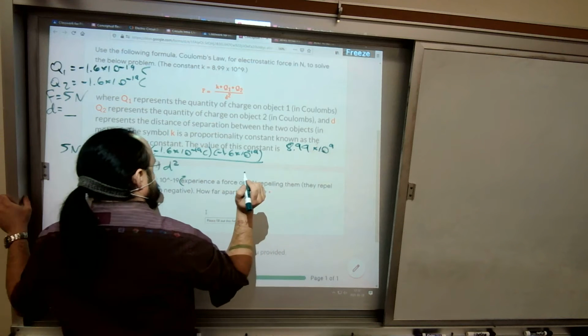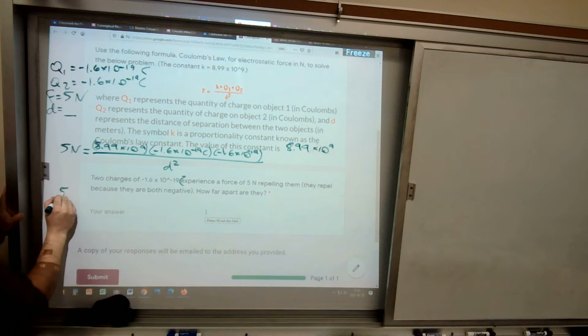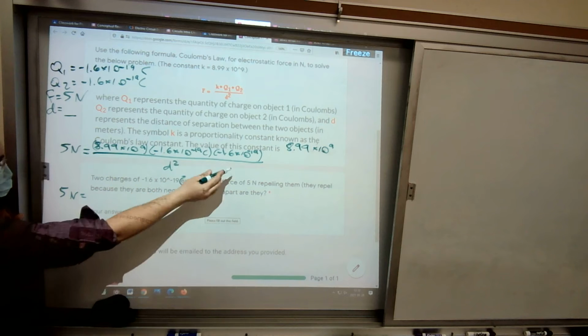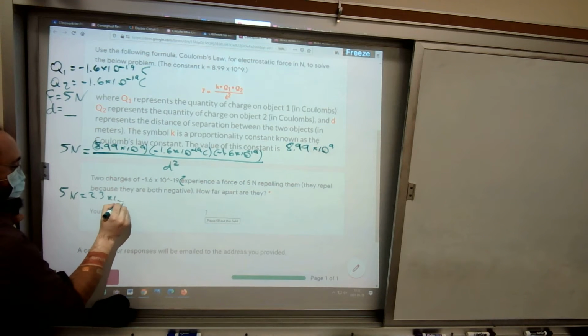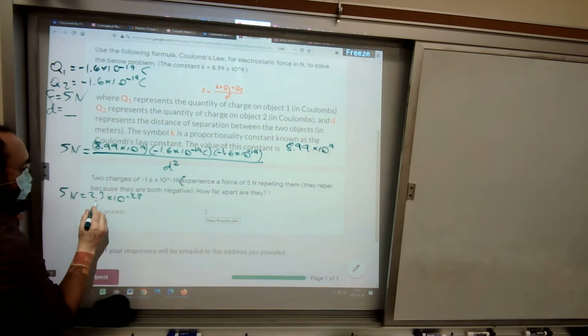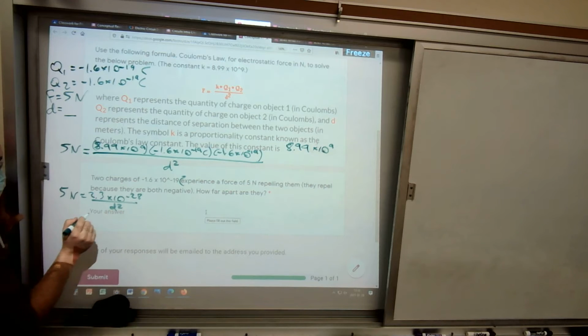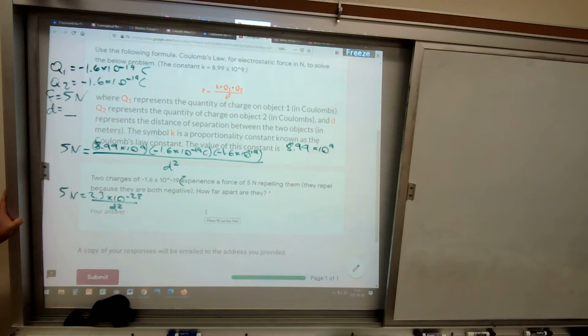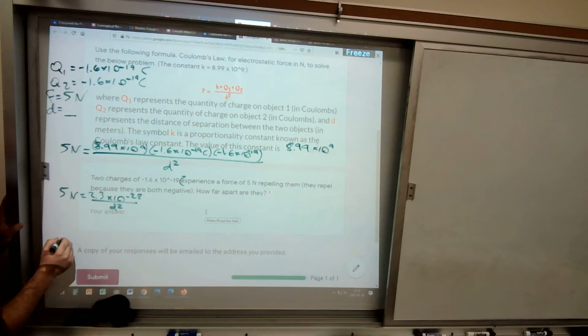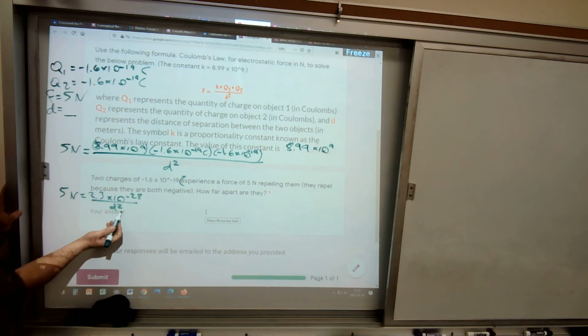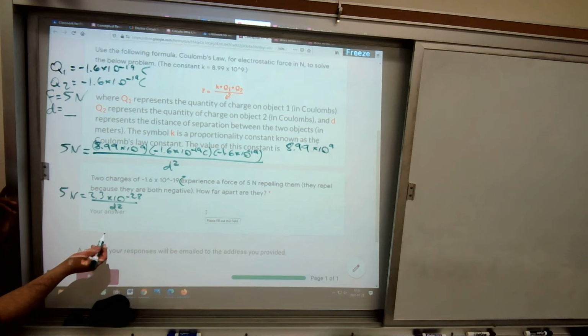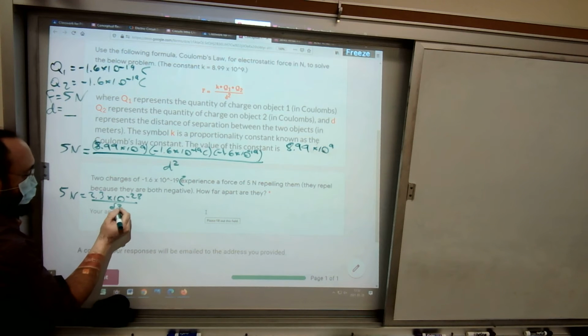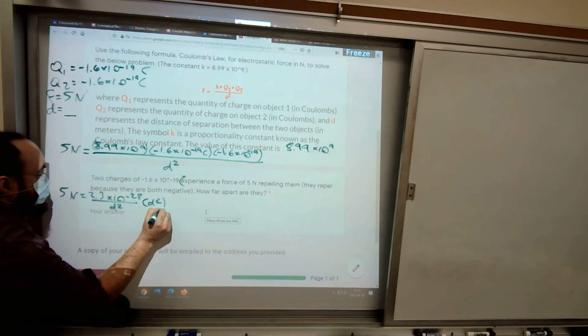I guess I got out here: 5 newtons equals, when you multiply all these, you get 2.3 times 10 to the negative 28 over d squared. To continue to solve this, we need to get that out of there. Whenever you're looking for something in the denominator, that makes it difficult. Get it out of there. It says divided by d squared, so we'll multiply by d squared.